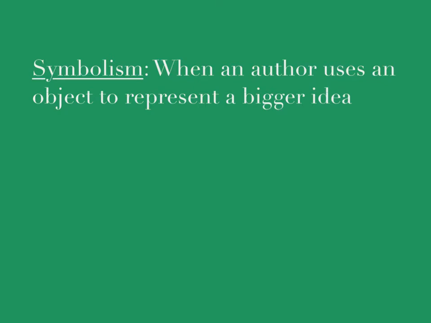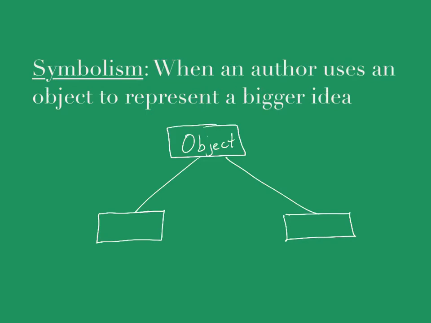When an author uses a symbol, it functions on two levels. The first level is the literal level. The symbol has to function as an actual object in the book. If it only exists in a symbolic way, then it would feel out of place. So it must have a literal, real-world function within the book.